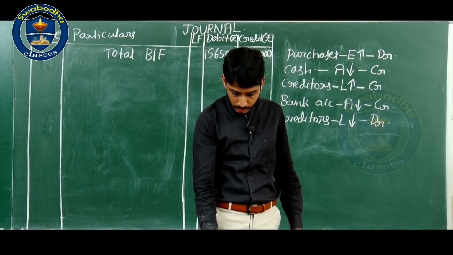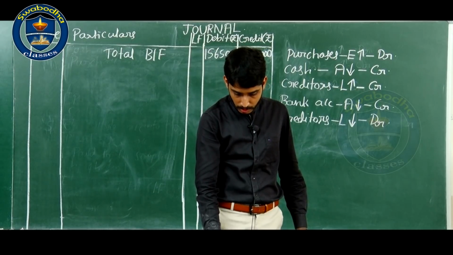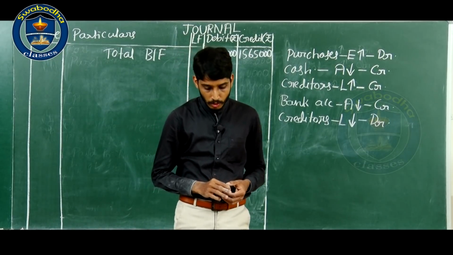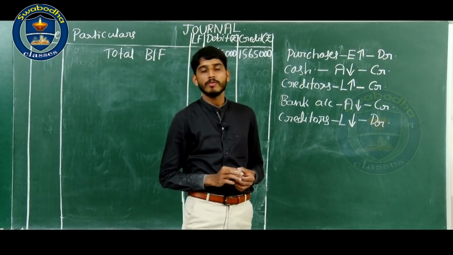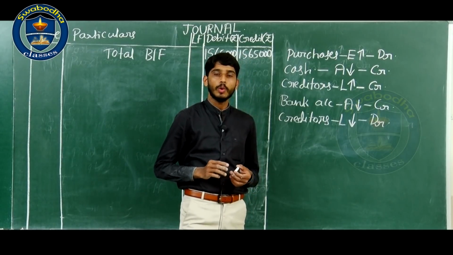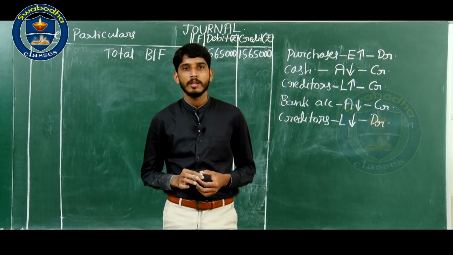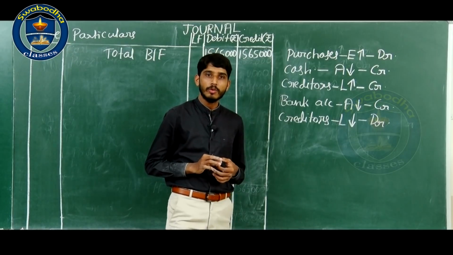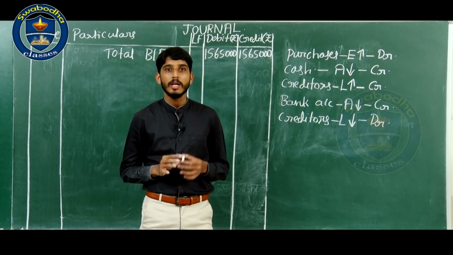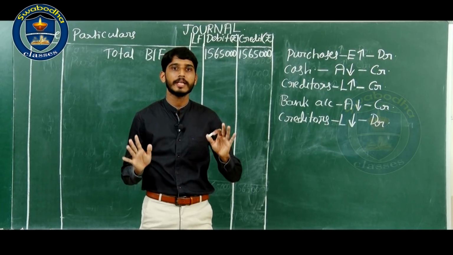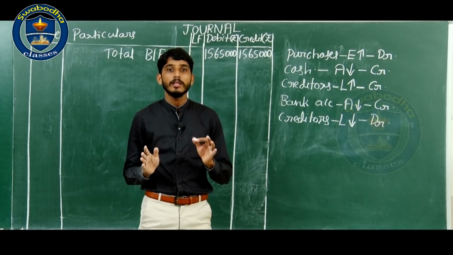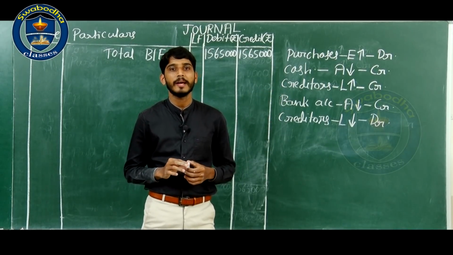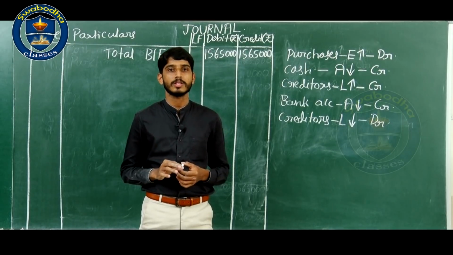Next transaction, rupees 70,000 cash sales of goods costing rupees 50,000. You have sold goods on cash basis for rupees 70,000. Actual cost of the goods is 50,000. This cost of the goods is irrelevant information. Here you want to know what is the amount at which you have sold the goods in the market. The amount of sales is 70,000.